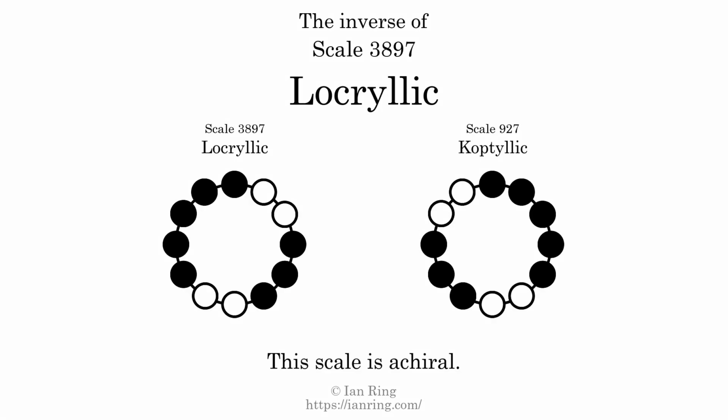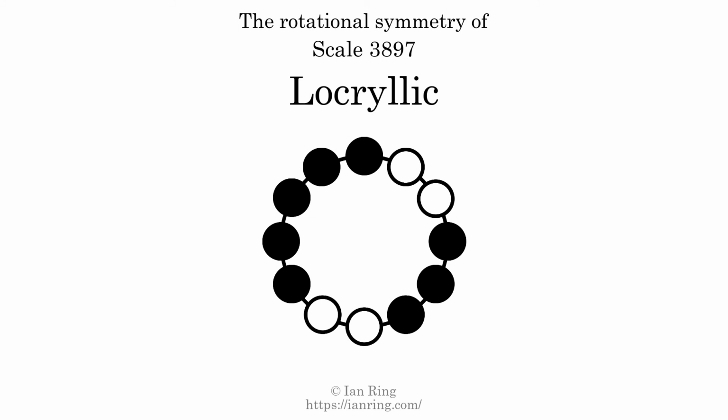The inverse of a scale is a mirror image. It is what you get when the sequence of intervals is reversed. The inverse of this scale is scale 927, also known as Locryllic. This scale is achiral, since it can transform into its own reflection by a rotational transformation. This scale has no rotational symmetry.